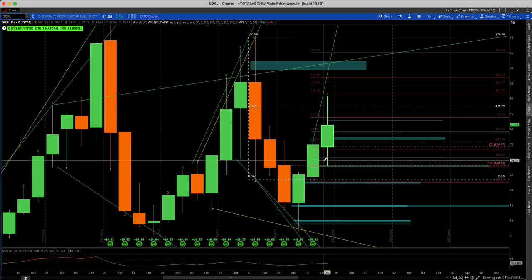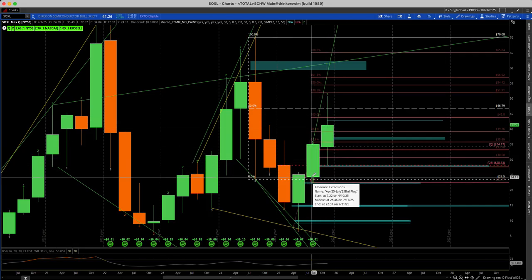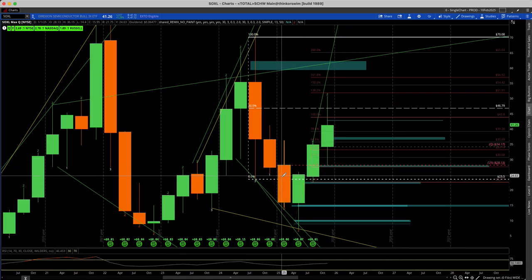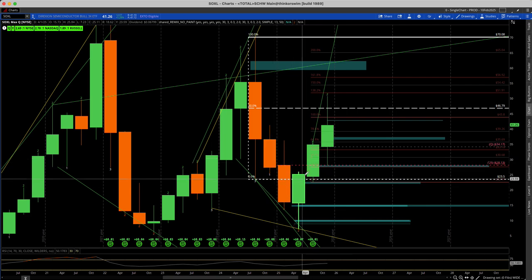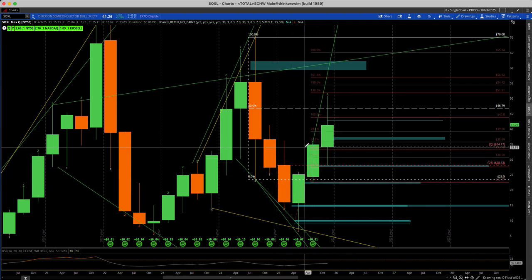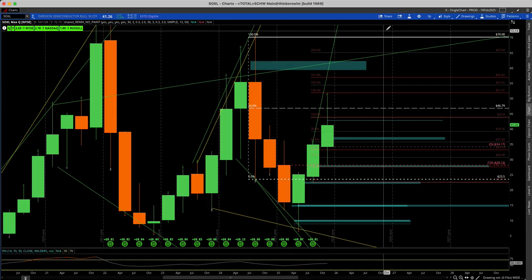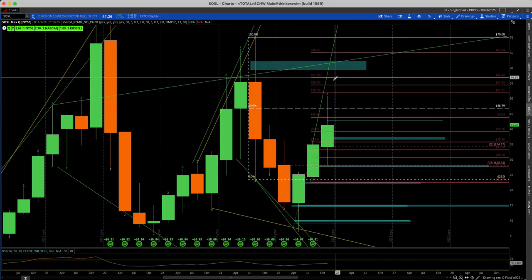If you're not familiar with the strat, make sure you check out the free content in the description of this video, but that is a major reversal, right? And when you go 1, 2 down, 2 up, or combo 2 down, combo 2 up, the magnitude of the move is not the high of the one, but the candle to the left of the one, and that's where that 70.08 comes into play.